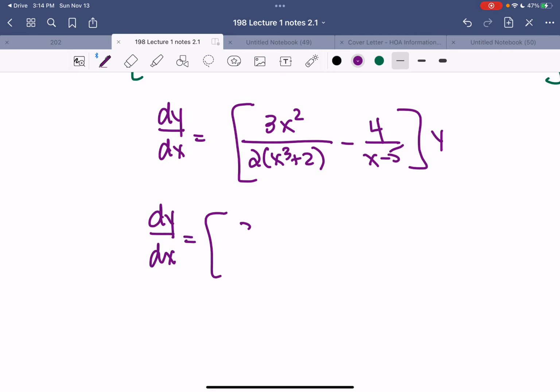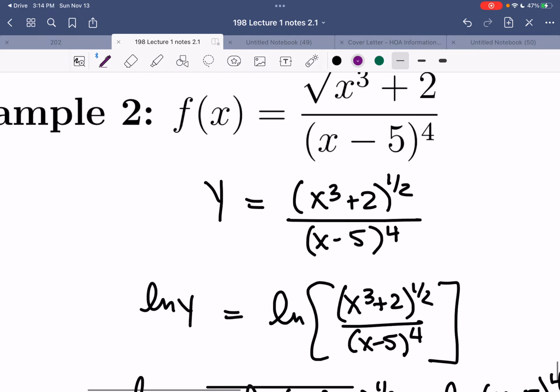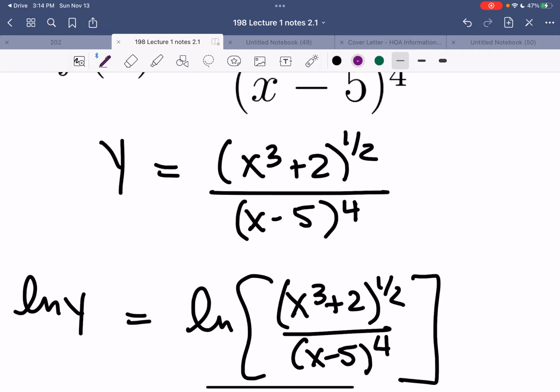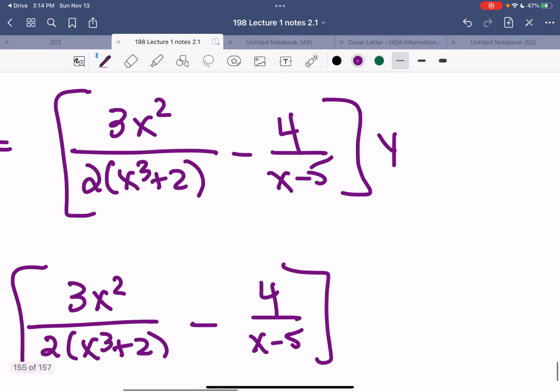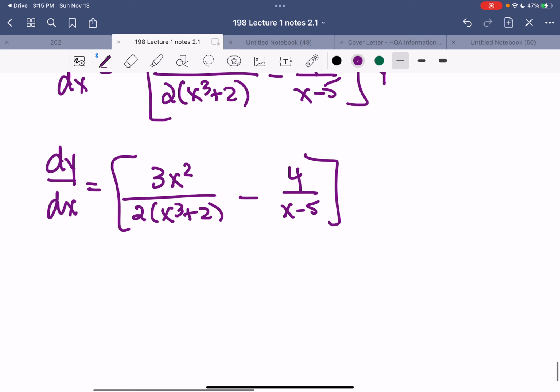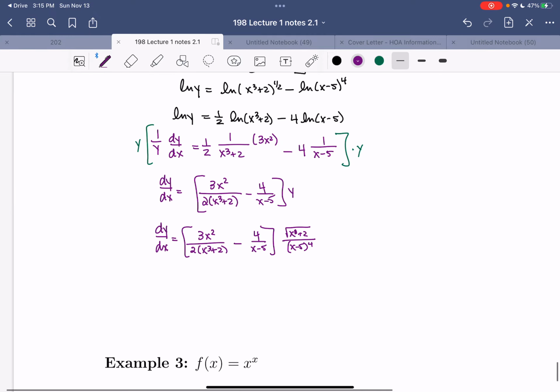I'm going to keep everything I have, only I'm going to replace that y with the function from the original. If I go all the way back up, my y is the square root of x cubed plus 2 over x minus 5 to the 4th. So I'm going to replace that with my y. So this is the square root of x cubed plus 2 over x minus 5 to the 4th. And that's my final answer.